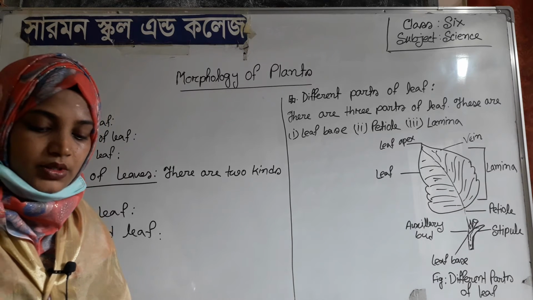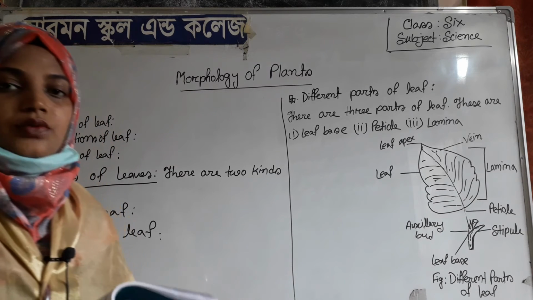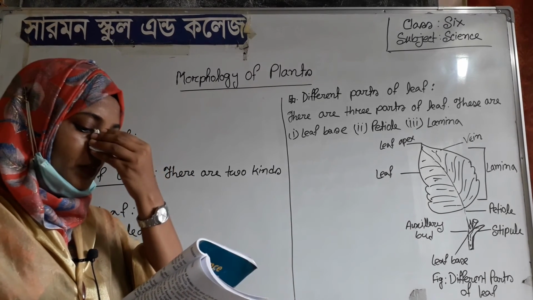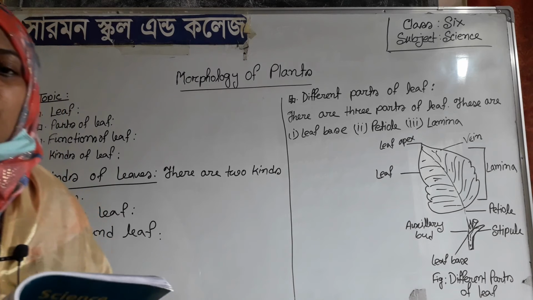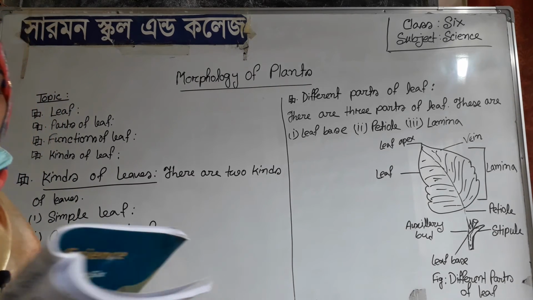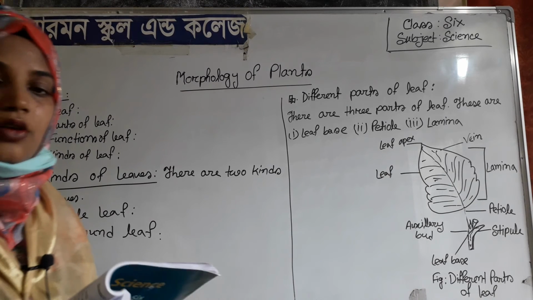According to the arrangement of the leaflets, compound leaves are of two kinds, and these are pinnate compound leaf and palmate compound leaf.